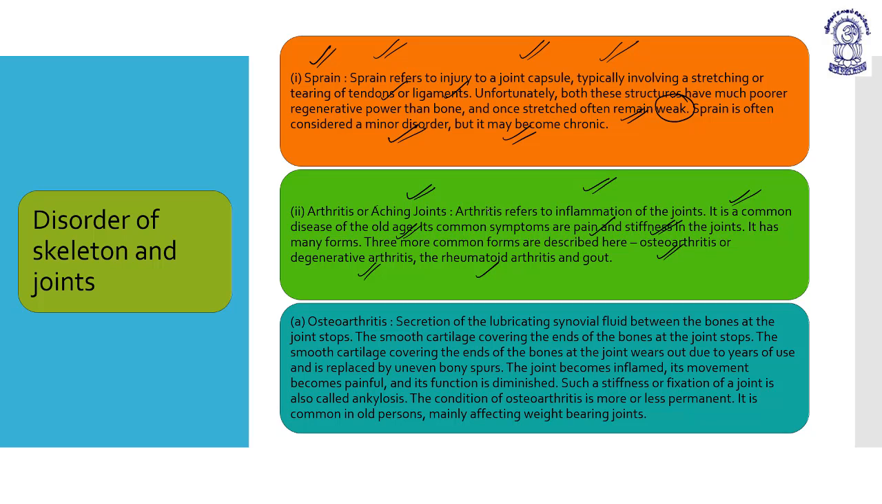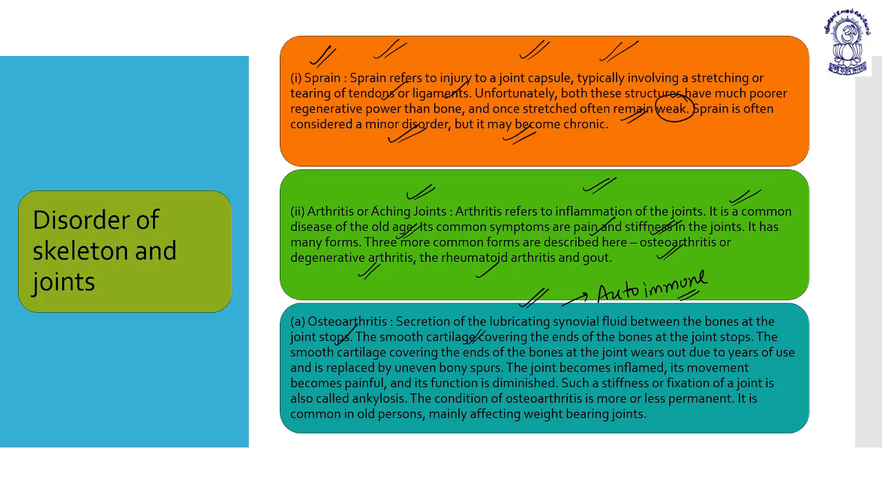First we will discuss osteoarthritis. In this, the secretion of lubricating synovial fluid between the bones at the joint stops. It can be autoimmune, in which antibodies are formed against the synovial fluid. The smooth cartilage covering the ends of the bones at the joint, the articular cartilage, stops forming and starts to be destroyed.